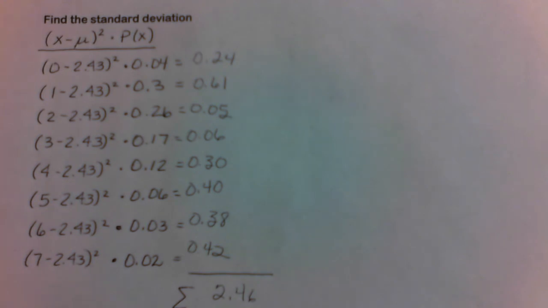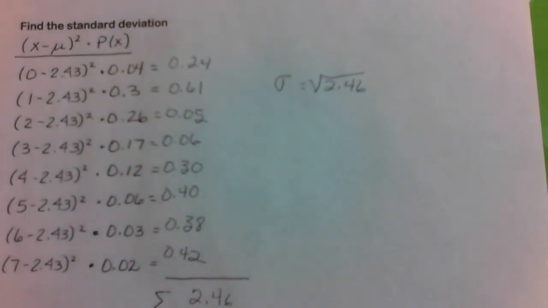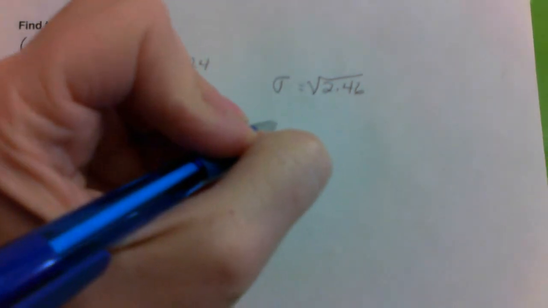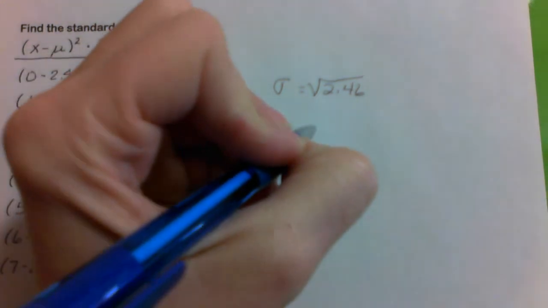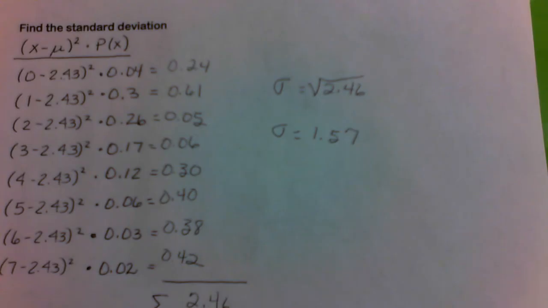2.46 is not your standard deviation, sigma, okay? Because the formula says to take the square root of that. So the standard deviation, population parameter sigma, the standard deviation is the square root of 2.46, which calculates to be 1.57. So my mean, I expect to sell 2.43 appliances, but that can deviate by the standard deviation of 1.57, give or take. So that is 5.1.